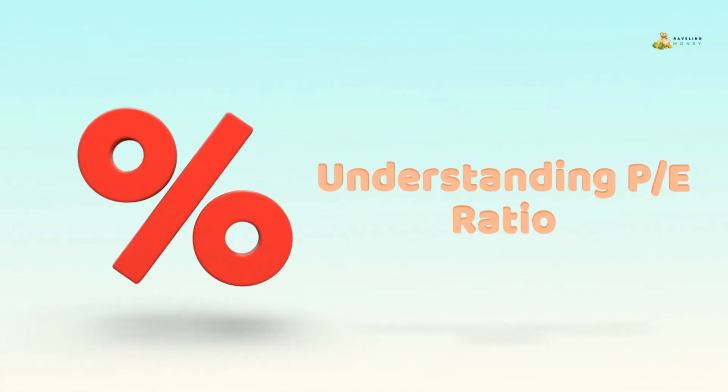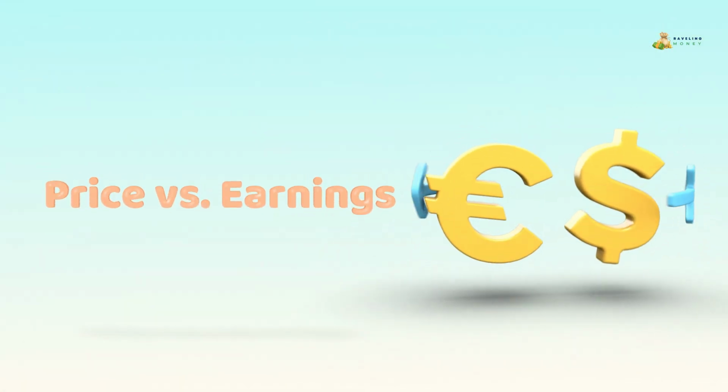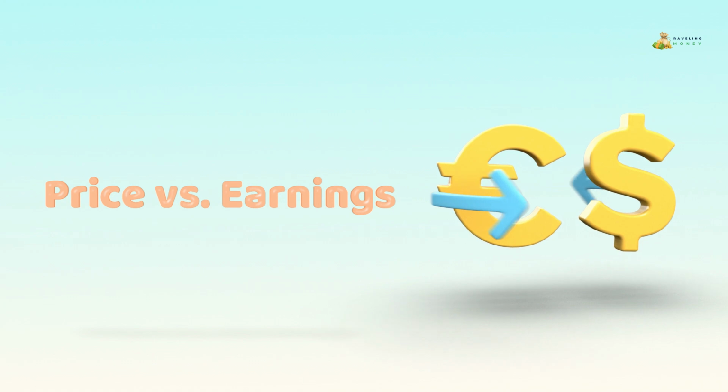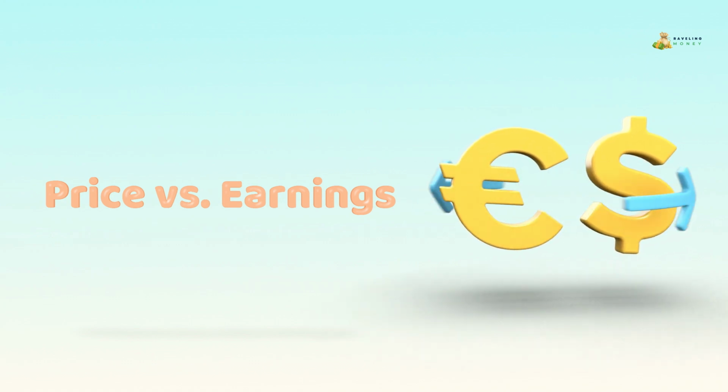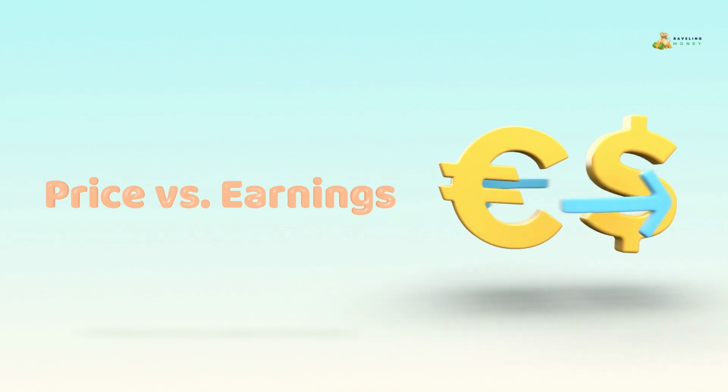P/E ratio. The price-to-earnings ratio, P/E, helps you gauge if a stock is overvalued or undervalued. A lower P/E ratio suggests it might be a bargain. The P/E ratio measures how much investors are willing to pay for each dollar of earnings. A lower P/E ratio may indicate that a stock is undervalued compared to its earnings potential.